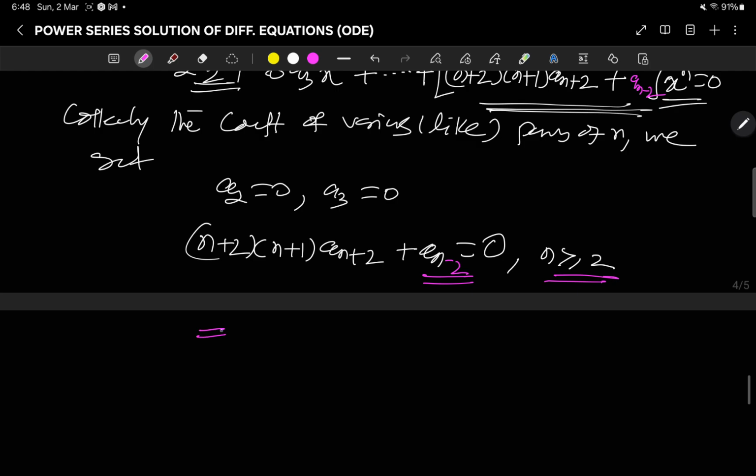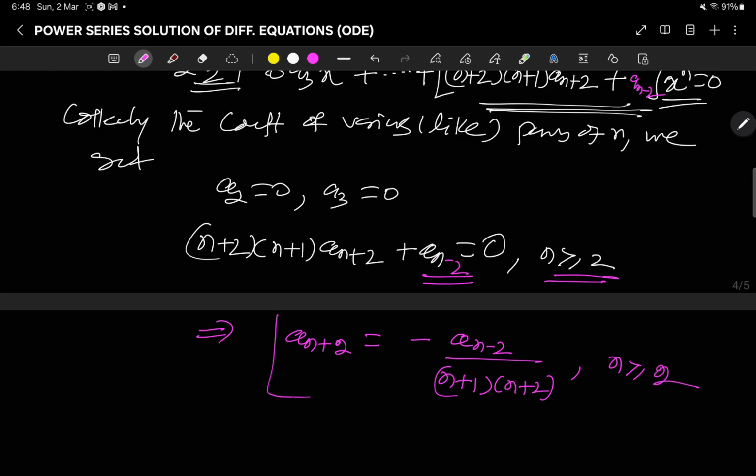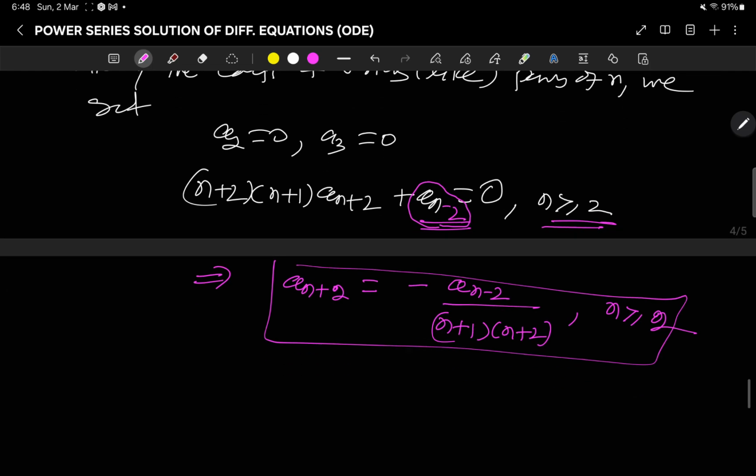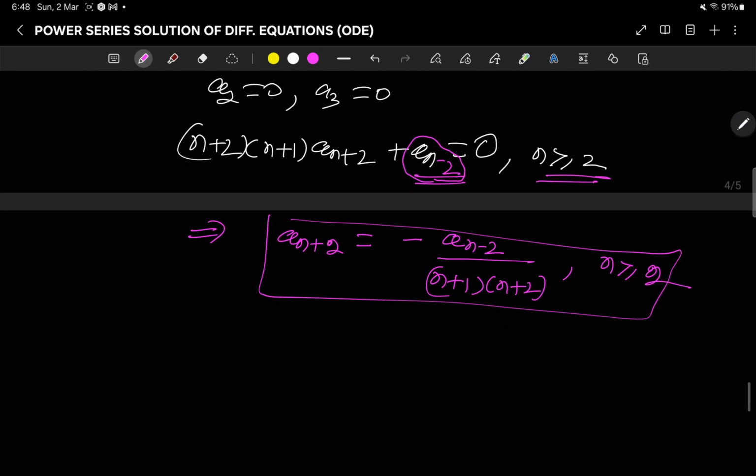So this implies a_{n+2} will be minus of a_{n-2} divided by n plus 1 into n plus 2, with n greater than or equal to 2. If n is not greater than or equal to 2, then this will be a_{-1}, a_{-2} like that. But we are concentrating on the positive index. Okay, so for n is equal to 2, what am I getting? My a4 is equal to minus of a2 divided by 3 into 4.